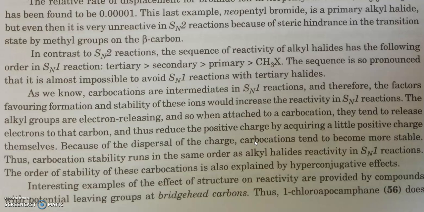The alkyl groups are electron releasing, and so when attached to a carbocation, they tend to release electrons to that carbon and thus reduce the positive charge by acquiring a little positive charge themselves. Because of the dispersal of the charge, the carbocation tends to become more stable. Thus, carbocation stability runs in the same order as alkyl halide reactivity in SN1 reaction. So, the order of stability of these carbocations is also explained by hyperconjugative effects.